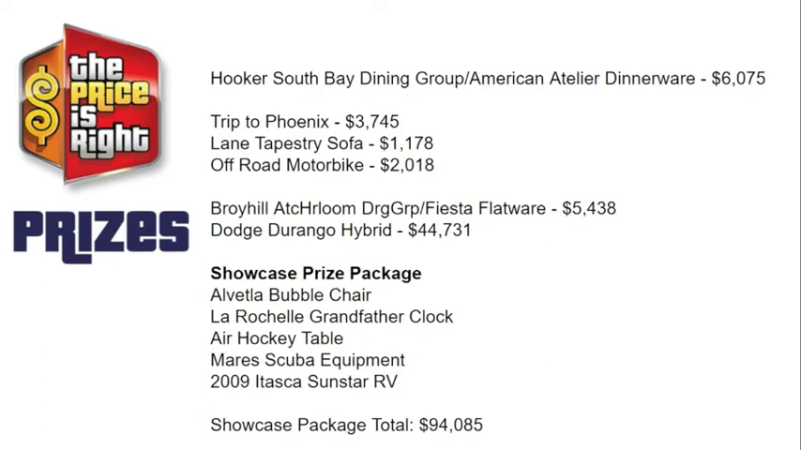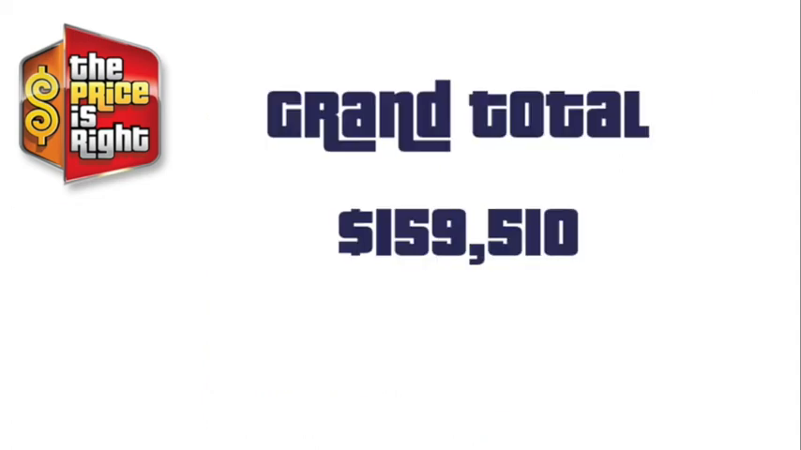And a big prize, which is the Dodge Durango Hybrid valued at $44,731. I also won the big showcase. That includes the bubble chair, the La Rochelle grandfather clock, the air hockey table, the scuba equipment, and my own RV. That showcase total was $94,085 in prizes, meaning the grand total is $159,510 in prizes. Not too shabby for a day's work.